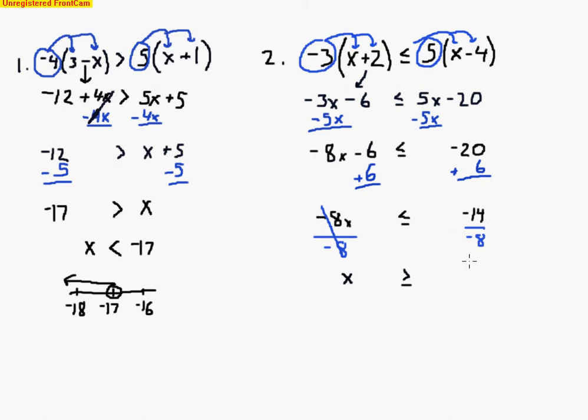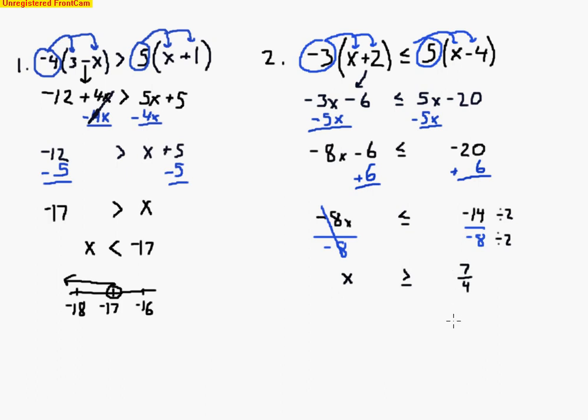Well, from this point, we need to reduce this fraction. So we need to take out a common factor of 14 and 8. And so I'm going to take out a common factor of 2. 2 goes into both of those numbers. So the negative signs will cancel here. But 14 over 2 makes 7, and 8 divided by 2 makes 4. So there's my answer. X has to be bigger than or equal to 7/4.